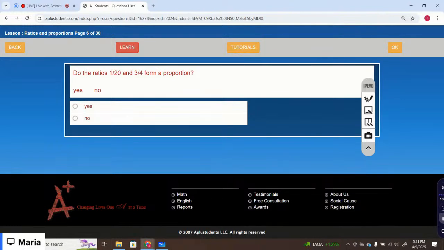Do the ratios 1 by 20 and 3 by 4 form a proportion? No, they do not form a proportion. The correct option is no. Okay, you can complete the lesson by yourself for today. Let me just move on to the next lesson.